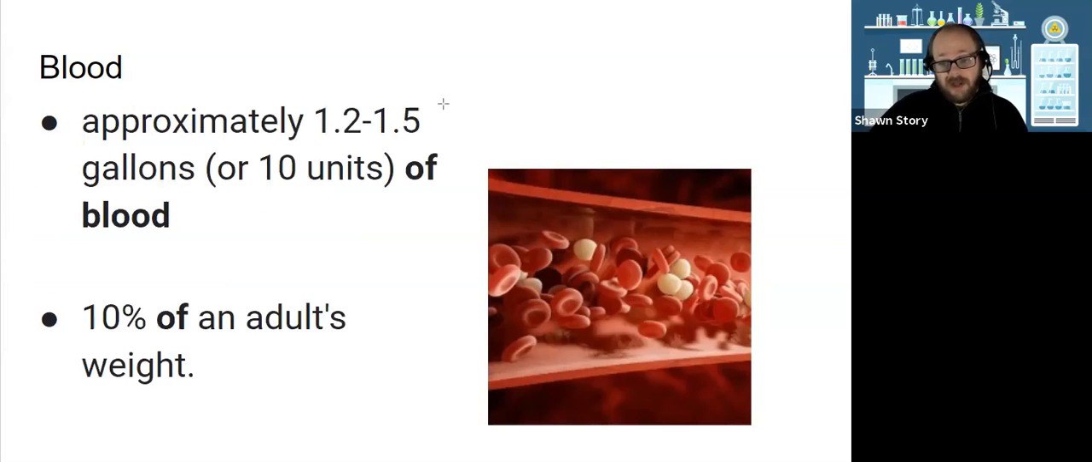When we talk about blood, we have about 1.5 gallons of blood in our body going through, and that's 10% of our weight. So think about like a gallon of milk. We have 1.5 gallons of blood going through our body at any given time. That number seems really high to me.